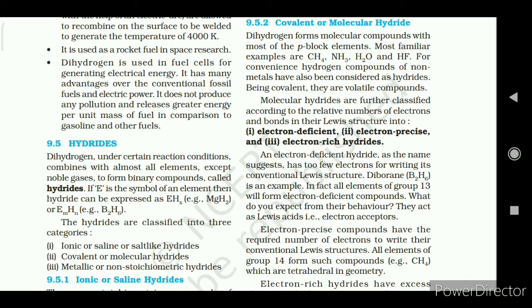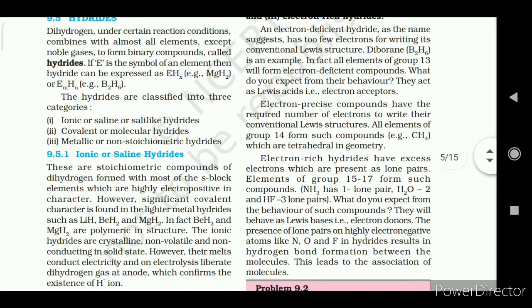Electron precise compounds have the required number of electrons to write their conventional Lewis structure. All the elements of group 14 form such compounds, which are tetrahedral in geometry. Electron-rich hydrides have excess electrons which are present as lone pairs. What do you expect from the behavior of such compounds? They will behave as Lewis bases, that is, electron donors. The presence of lone pair on highly electronegative atoms like nitrogen, oxygen, and fluorine in hydrides results in hydrogen bond formation between the molecules. This leads to the association of molecules.